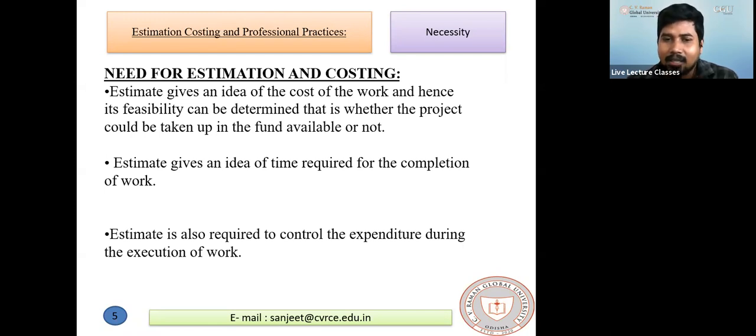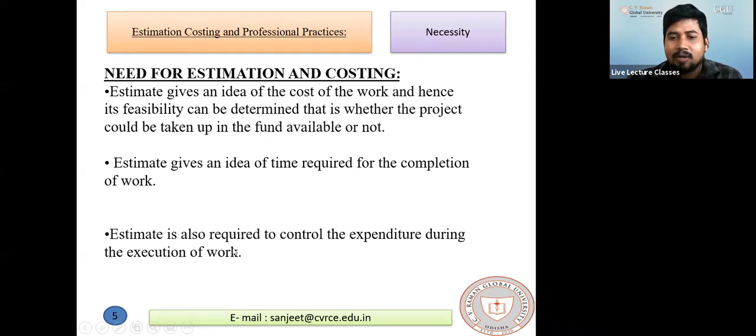So you add all these days, and finally you can say that the project can be completed within this many days, because we are generally calculating the individual items. Plastering can be done in 3 days, brickwork can be done in 4 days, RC work can be done in 5 days. Adding all these days, you can say a rough date, that is within 2 months or 3 months I can complete the work. So estimates give you an idea of the time required for the completion of the work. Clear? Third point, an estimate is also required to control the expenditure during the execution of work.